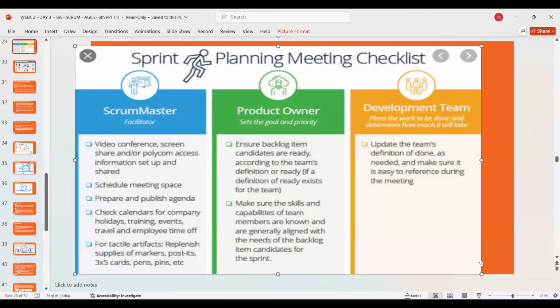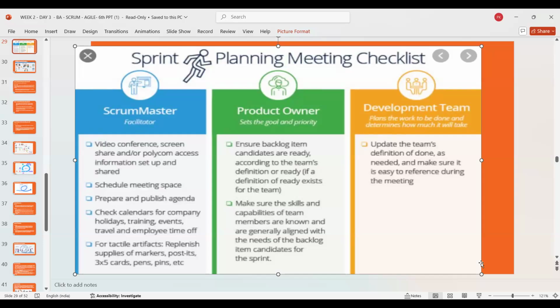Yes. Let us start with Scrum Master. Can I request one person to read out the checklist for Scrum Master, please? And Scrum Master is also called the facilitator in this aspect as well.